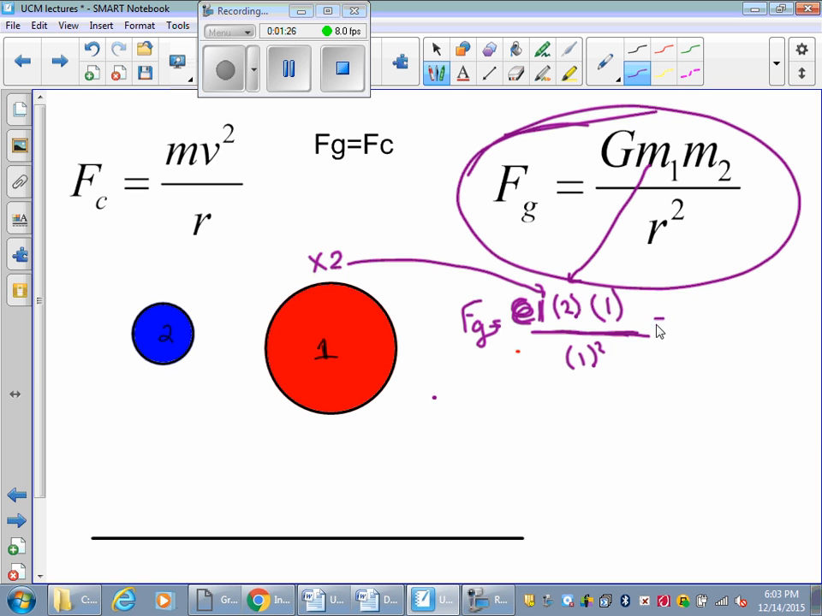So mass 1 changed. So what's going to happen to all this? 1 times 2 times 1, you put it in your calculator, you get 2 over 1 squared. 1 squared is just 1, so 2, right? So my force would be 2. It would be 2 times greater if I doubled one of the masses. That's simple, right? Okay, now, let's erase all this junk.